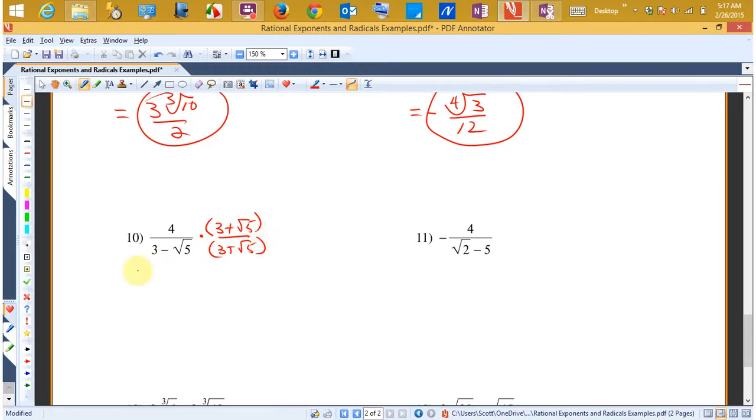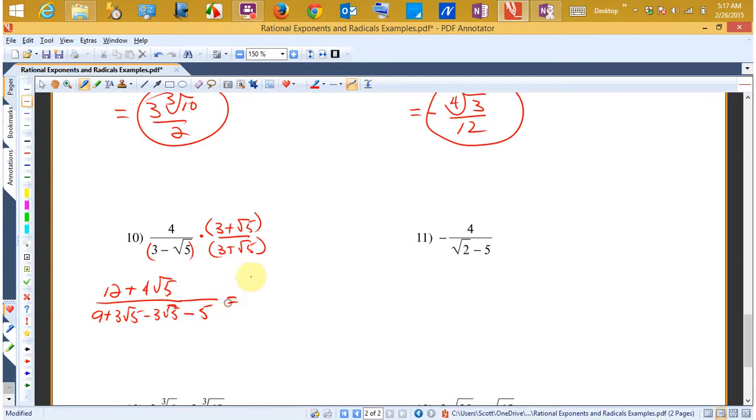Okay, so what I'll have in the numerator, I'm going to have 4 times 3, I have 12. 4 times the square root of 5 is plus 4 times the square root of 5. And my denominator, it'll be like the FOIL method. 3 times 3 is 9. 3 times the square root of 5 is plus 3 times the square root of 5. Negative square root of 5 times 3 is minus 3 times the square root of 5. And then lastly, I have a minus the square root of 5 times the square root of 5 would be minus 5.